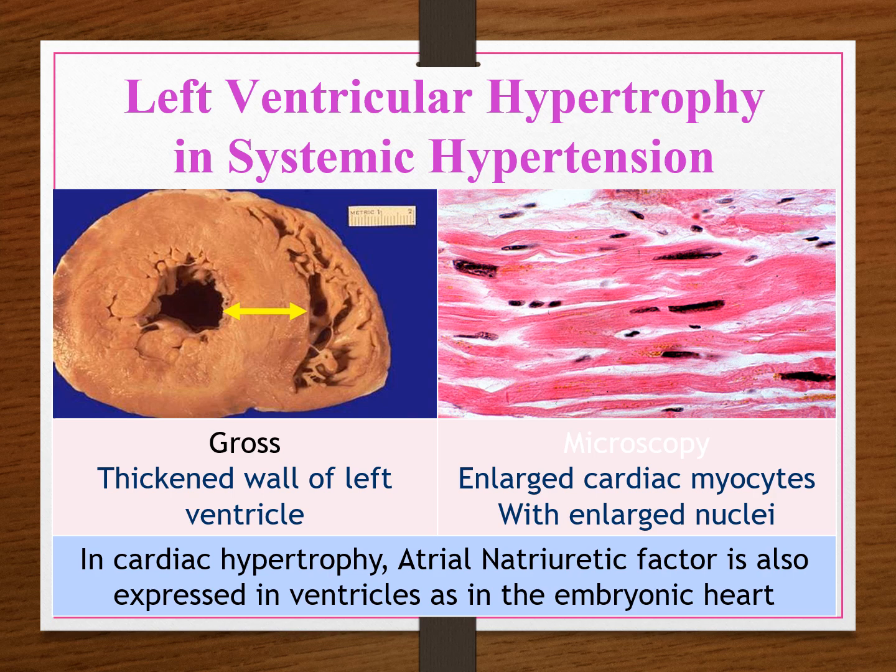In cardiac hypertrophy, there is a factor called atrial natriuretic factor, ANF, which is also expressed in ventricles as in the embryonic heart.